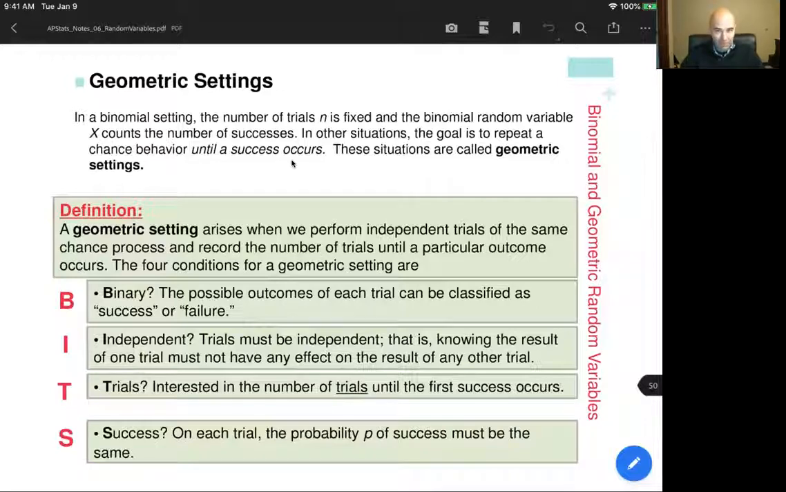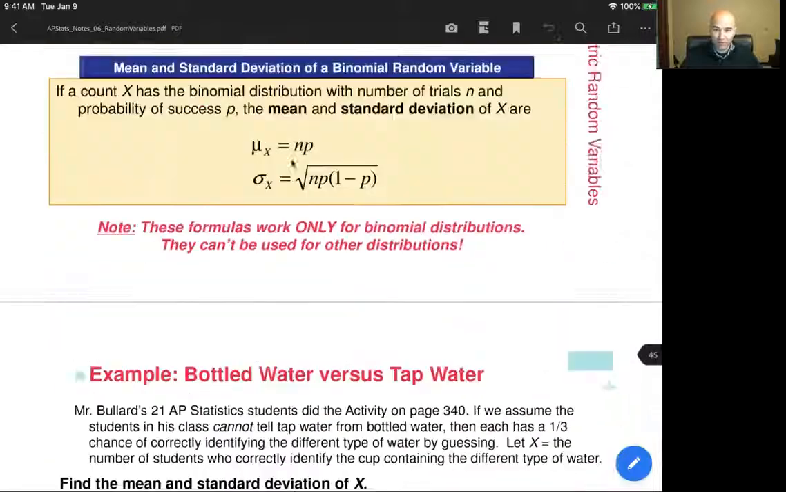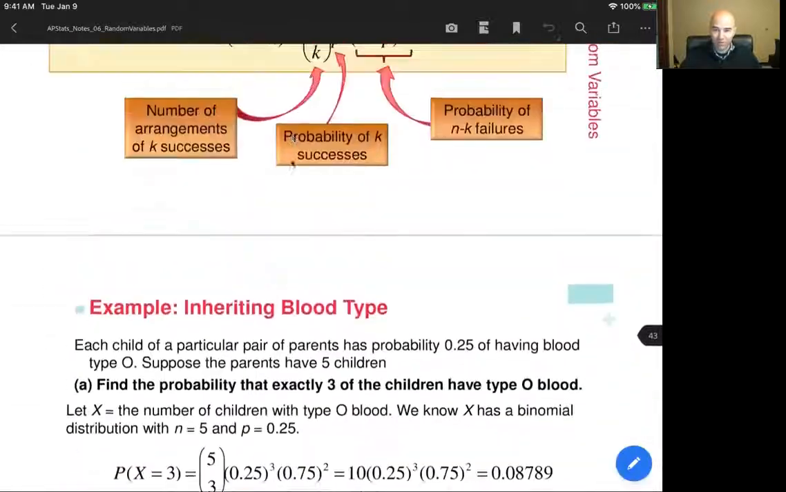Meaning, instead of how many do I make in 10 shots, we say, how many shots do I have to shoot before I make one? How many times do I have to shoot a free throw until I make one? How many times do I have to flip a coin until I get a heads? How many times do I have to roll a die until I get the number 5 to show up? This would be a geometric setting. And part of the reason it's a geometric setting, if you've explored arithmetic and geometric sequences, is because in a geometric sequence, it's a repeated multiplication, and that's what's actually going on in the geometric setting, and we'll get to that. Okay, so those are the two different settings, the binomial setting and the geometric setting. Those are the distributions we're going to explore.